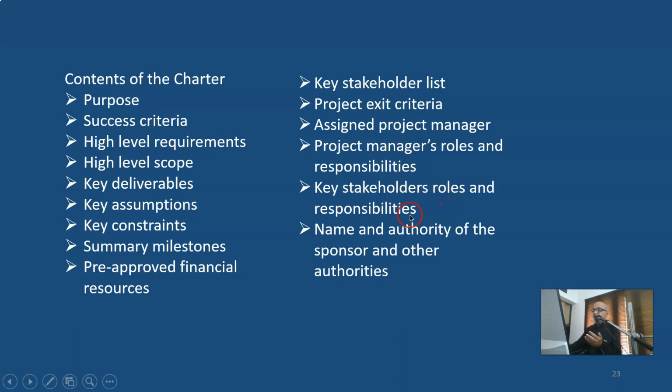Then key stakeholders, roles and responsibilities, and name and authority of the sponsor and other authorities of the project, because in mega projects the sponsor need not be just one entity. It can be a consortium of companies or entities sponsoring the project. The sponsor can be an individual, it can be a group, or it can be even a group of organizations. So all those details should be captured in the project charter.